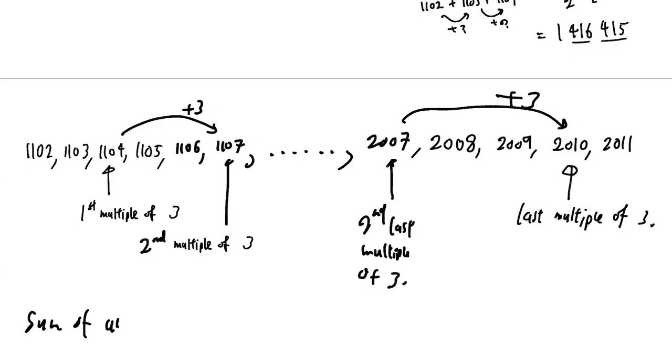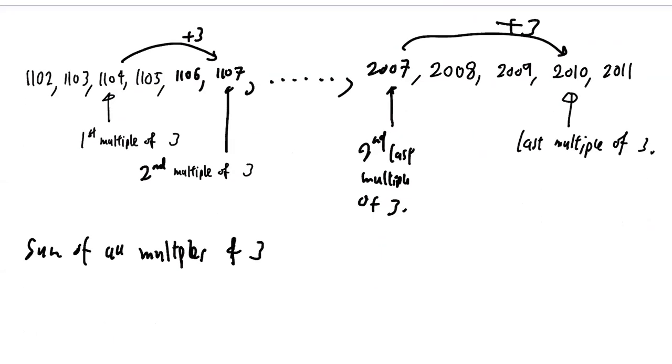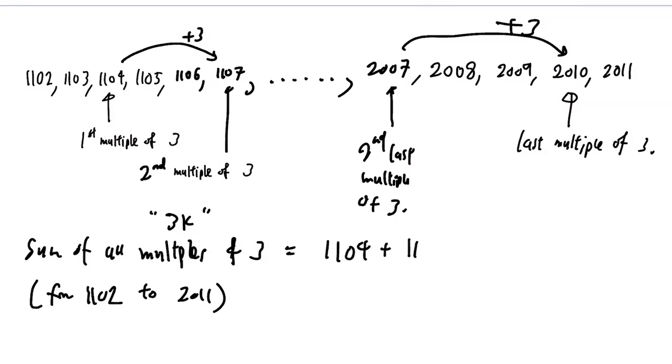Let's just write it down. Sum of all multiples of 3. The numbers which are divisible by 3 are also called the multiples of 3, meaning 3 times some integer value, of the format 3k, from 1102 to 2011. You realize that it's really just 1104 plus 1107 plus dot dot dot plus 2007 plus 2010. Is that okay? Then just add them together.